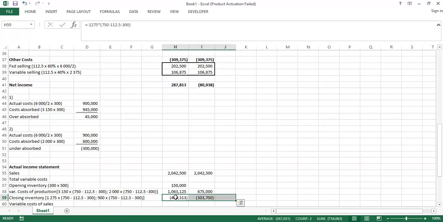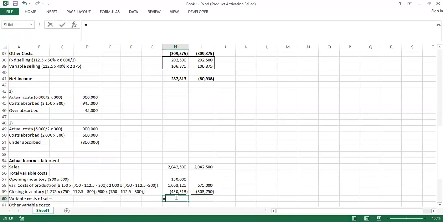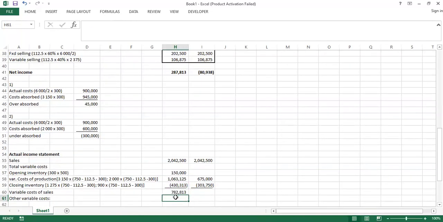Right, let's work this out. So this is opening inventory plus production, and then minus closing inventory. That will give us the variable cost of sales there. And then this here, the closing inventory is going to be opening inventory there, but it has to be positive. So let's put it there. So what we applied on the first period, we do the same on the second period. Okay.